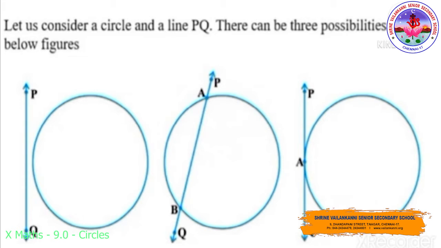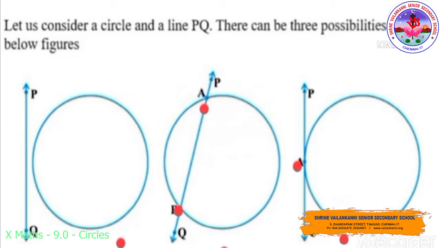We are going to see three possible conditions for a line which intersects a circle. In the first figure, we find that the line and the circle do not intersect each other, so the number of intersection points is 0. In the second figure, the line PQ intersects the circle at 2 points, so the number of intersection points is 2. In the third figure, the line PQ intersects the circle at one point A, so the number of intersection points is 1.